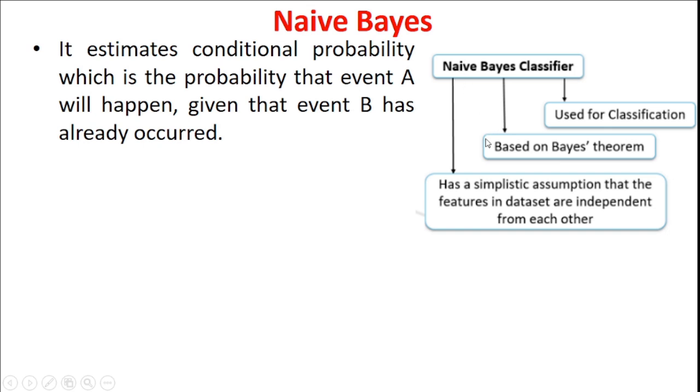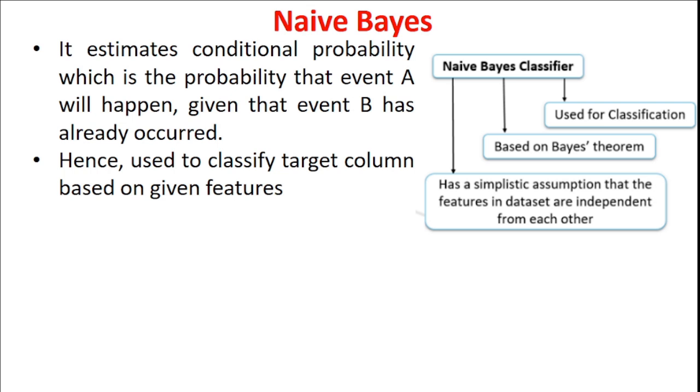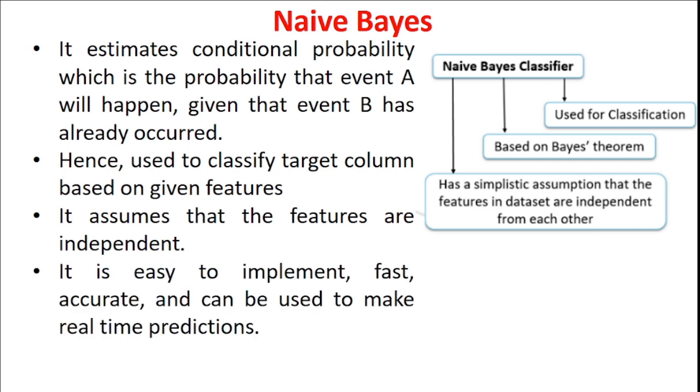Naive Bayes has a simplistic assumption that the features in the dataset, meaning input features or input variables, are independent from each other. They are not dependent, they are independent of each other. It estimates the conditional probability, which is the probability that event A will happen given that event B has already occurred in the past. Hence it is used to classify the target column based on the given features, and it is easy to implement, fast, accurate, and can be used to make real-time predictions.